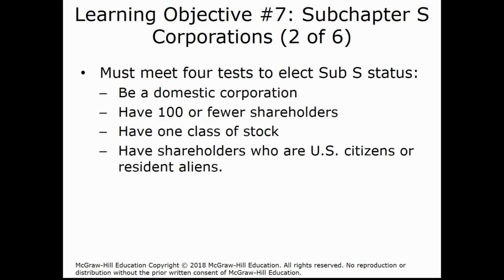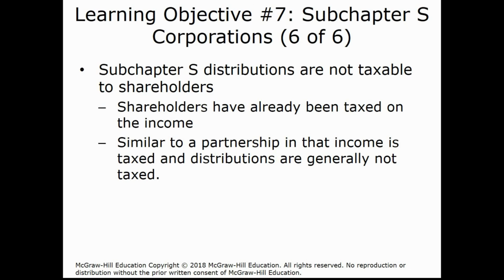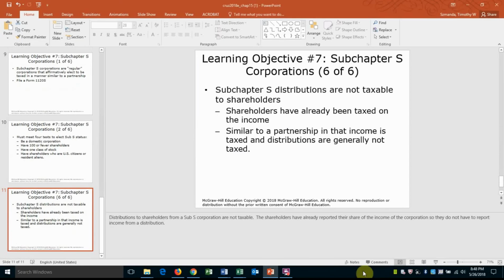To be an S corp or receive subchapter S corp status, they must be a domestic corporation. They can only have 100 or fewer shareholders in one class of stock. And the holders of that stock must be U.S. citizens or resident aliens. As I said before, subchapter S distributions are not taxable to the shareholders. Shareholders have already been taxed on their income that they've received on Form K-1. So this is a brief overview of the chapter on C corporations.